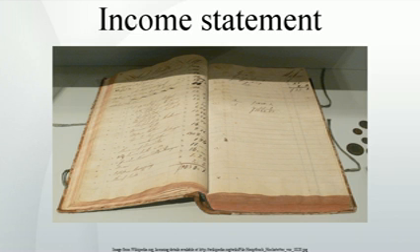IAS 1.88. Some IFRSs require or permit that some components to be excluded from profit or loss and instead to be included in other comprehensive income. IAS 1.89.